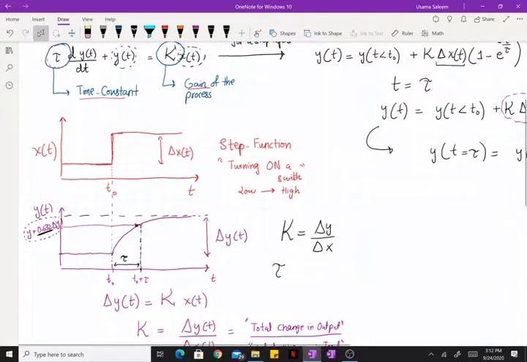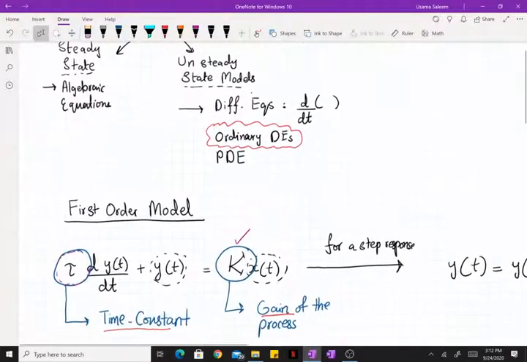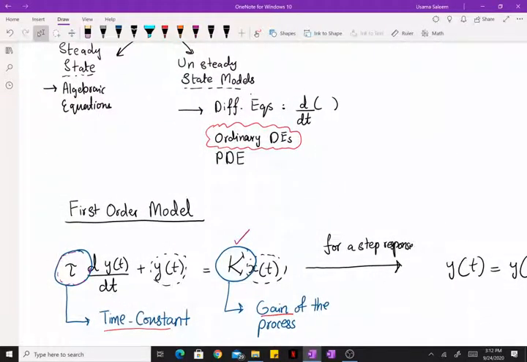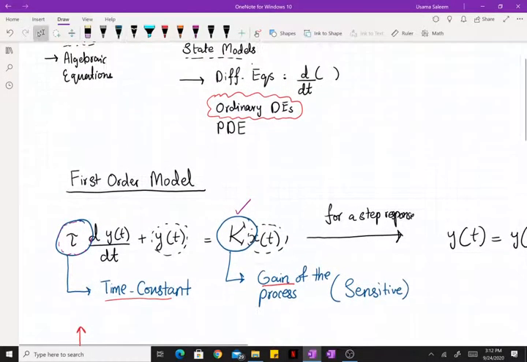Alright. So that completes our discussion on a first order model that is captured by two parameters, k being the gain of the process and tau being the time constant. The gain of the process tells you how sensitive our output variable y is to our input variable x, and the time constant tells you how fast or slow the process is.